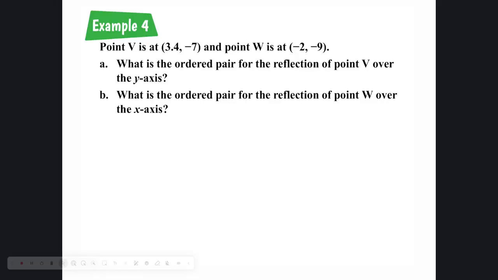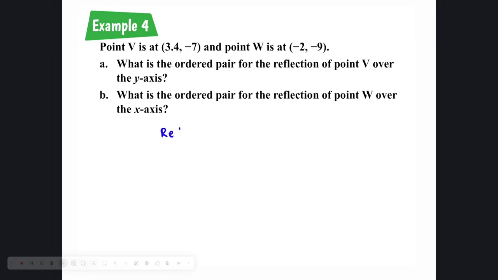Example 4. We'll do this problem together. Point V is at (3.4, -7), and point W is at (-2, -9). Problem A. What is the ordered pair for the reflection of point V over the y-axis? Problem B. What is the ordered pair for the reflection of point W over the x-axis?